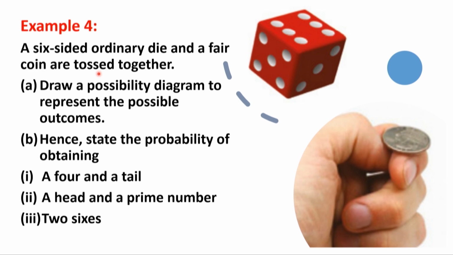Now we move on to the next example. A six-sided ordinary die and a fair coin are tossed together. Part A, draw a possibility diagram to represent the possible outcomes. Part B, hence state the probability of obtaining, first part, a 4 and a tail, second part, a head and a prime number, third part, 2 sixes. Let us have a look at the solution.